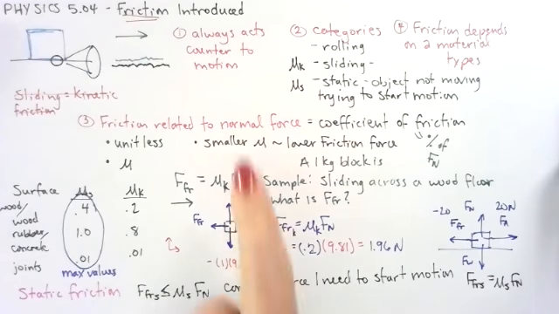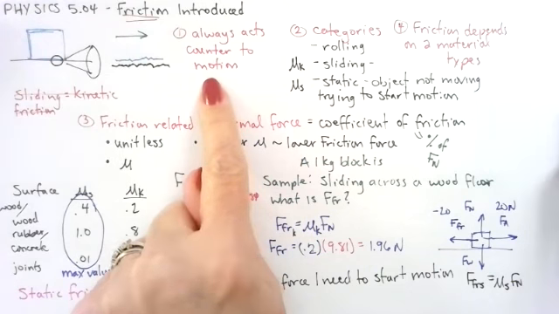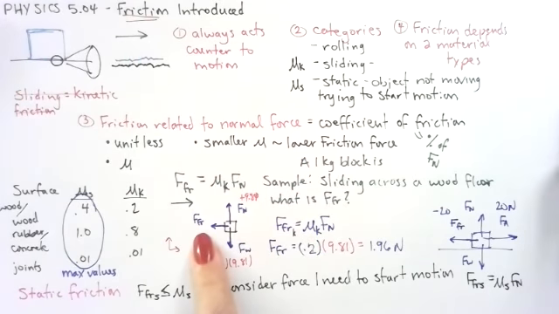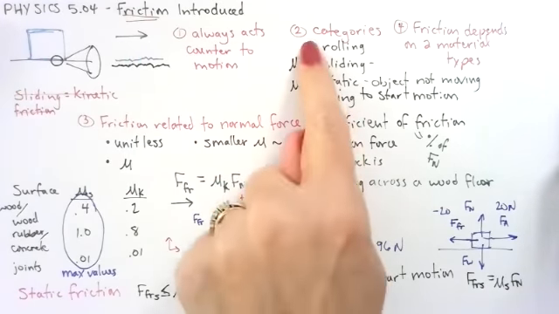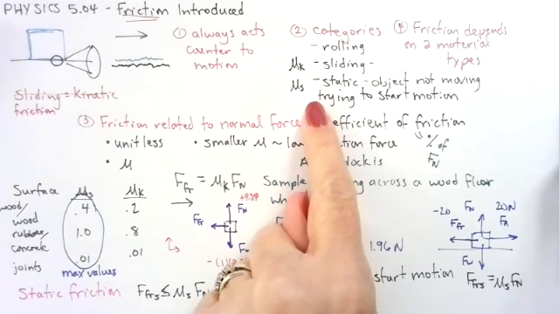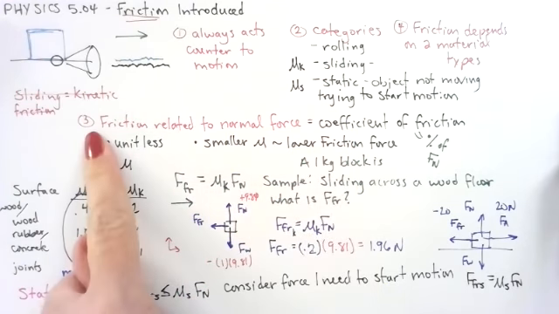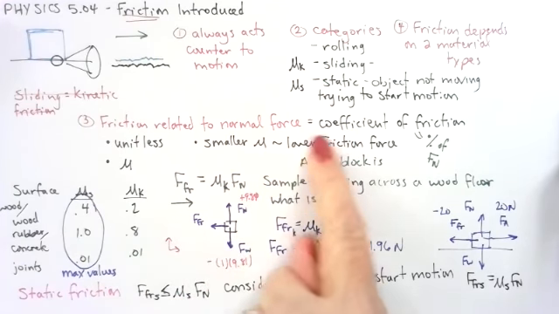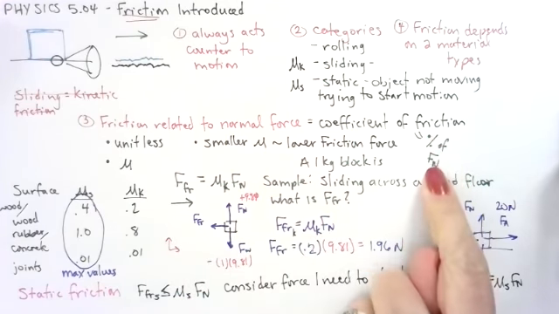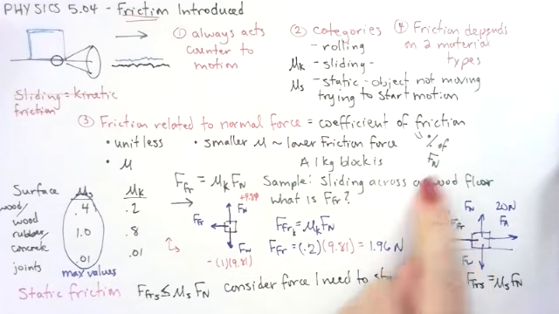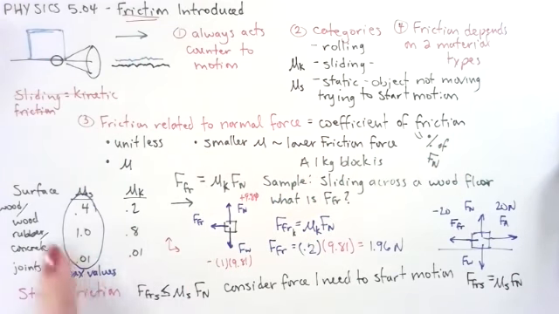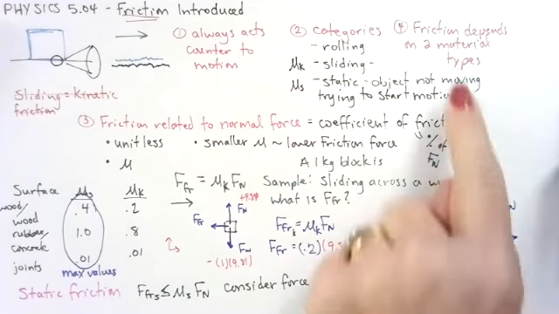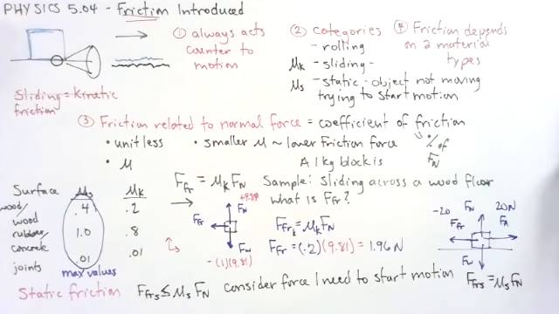So let's sum up. Friction always moves counter to motion. So my motion's this way, my friction's got to be this way. There are categories of friction. We're going to talk about sliding friction and static friction. Friction is related to the normal force, and we think of the coefficient of friction as being some kind of a percent of the normal force. So for kinetic, that's kind of fixed. For static, these give us our maximum values, but they could be lower. And then finally, friction depends on the type of materials.